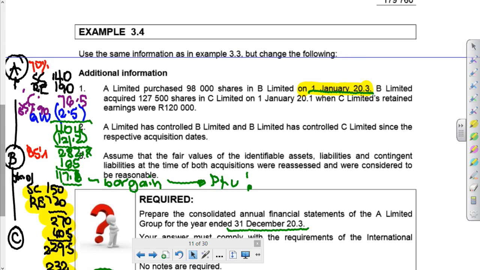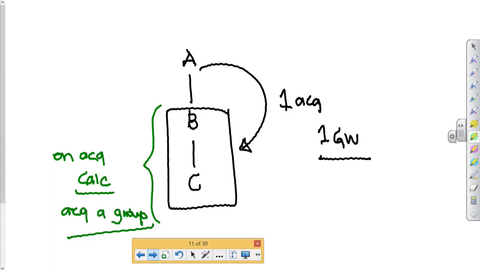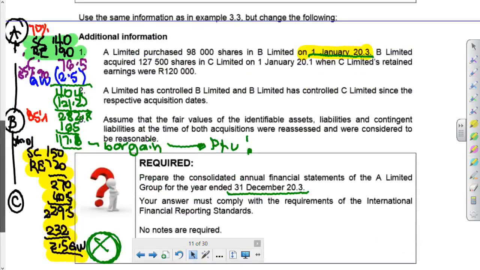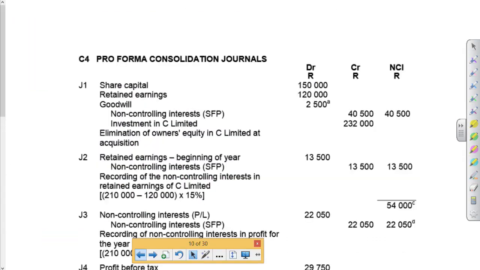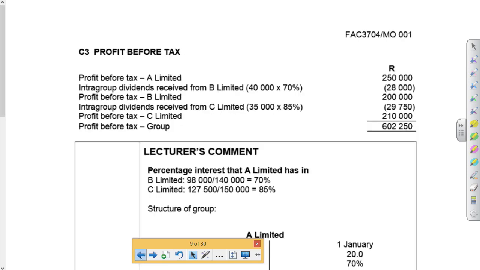Then, at the top here, A purchased 98,000 shares the 1st of January. If you go back and look at your trial balance, you'll see that the 1st of January, the retained earnings was 190. Share capital was 140. And now I must remember that I'm acquiring a group. So I must bring in the since acquisition reserves of the subsidiary. So if I just look at my picture over here, sorry, let me look here again. What was the number here? 120 was retained earnings. Let me just go back a couple of pages.